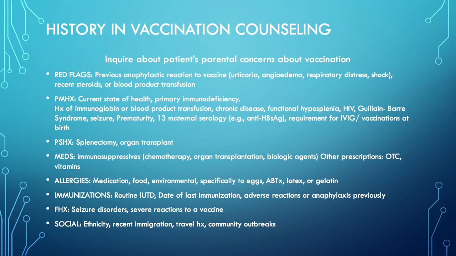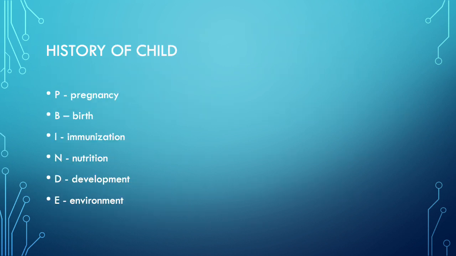Also, their last immunization, just their immunization history and any adverse reactions, seizure disorders, or any severe reactions that they've had. And then socially, you also want to know about their travel history, breakouts in their community, ethnicity, and recent immigration status as well. And then the next history you want to take is the history of the child.